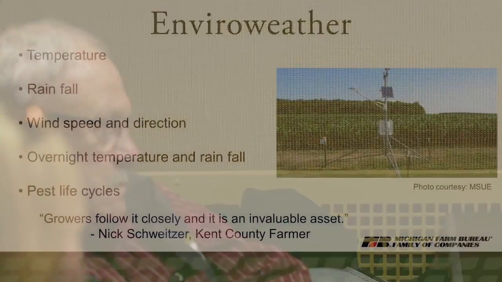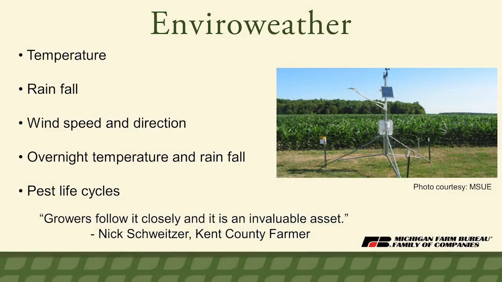Yes? I forgot to mention probably one of the most important new ones, because we're just learning how to use it, and that is an app that will analyze the weather and the rainfall and give recommendations for variable rate nitrogen application on our corn. Great. That would be very valuable. Kind of along with what Dave was saying, EnviroWeather, hosted right here at MSU. Temperature, rainfall, wind direction and speed, overnight temperature, pest life cycles.